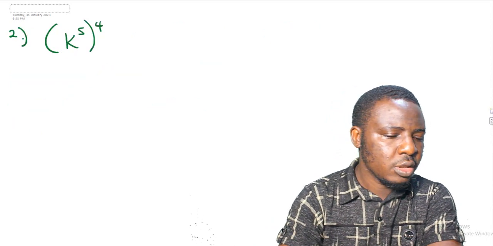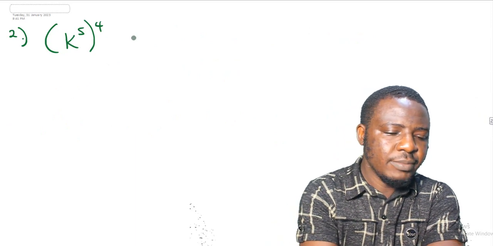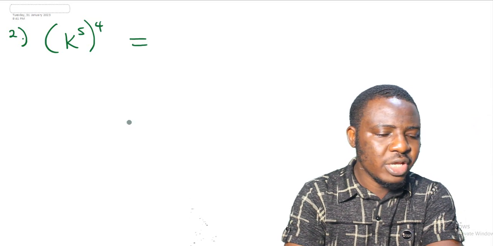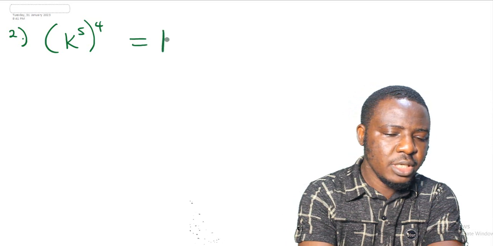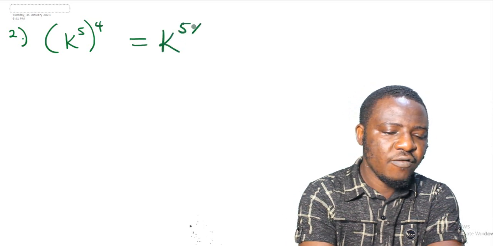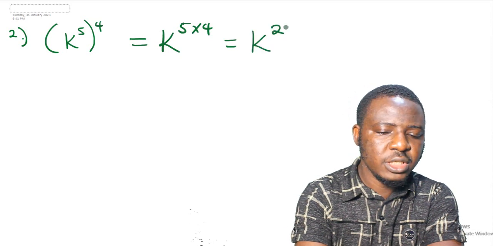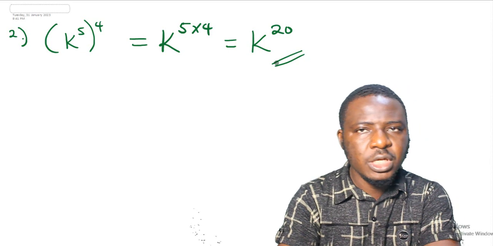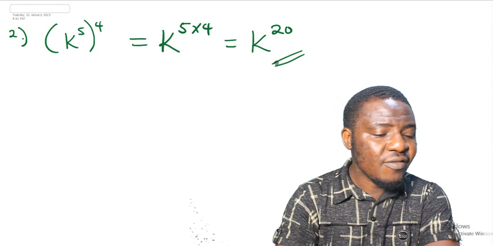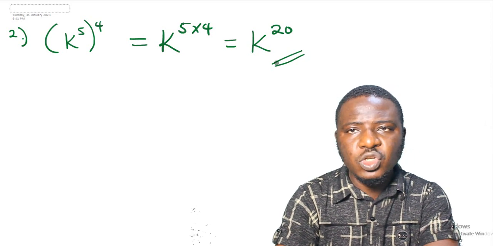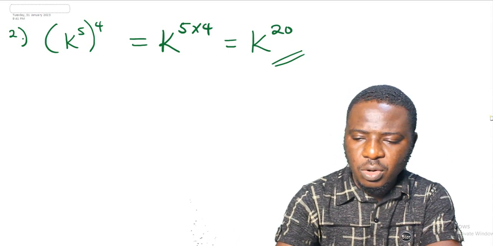Question 2 is bracket k raised to power 5, all raised to power 4. Same thing we did in 1. You keep the base constant and multiply the powers. So this is said to be k raised to the power of 5 times 4, which is equal to k raised to the power of 20. For 5 times 4 is equal to 20. So whenever you have a problem in this form, no matter what the powers are, just multiply them and it gives you your answer. Remember, keep the base constant.